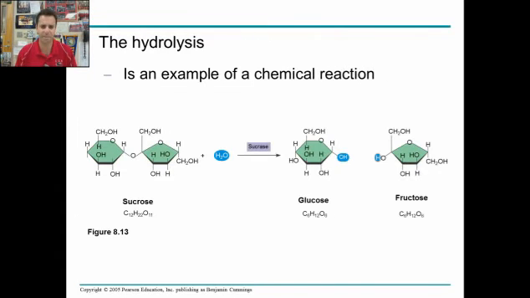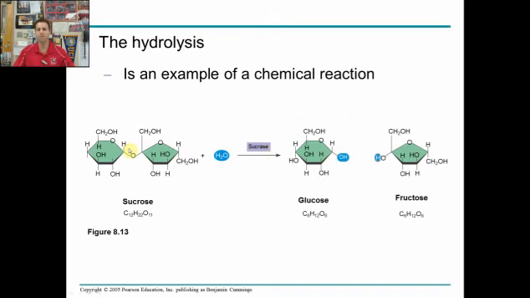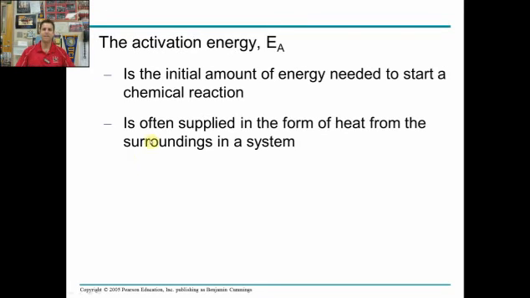Here's an example of a chemical reaction. Okay, sucrose being broken down by the enzyme sucrase that you see here, forming glucose and fructose. Okay, this is a hydrolysis because water is causing the splitting. This chemical reaction is regulated by that enzyme sucrase. Okay, now by itself, sucrose could break down, although it might take a very long time. It takes a very long time because of its energy of activation, or activation energy that's in the way. This is the initial amount of energy needed to start the chemical reaction.